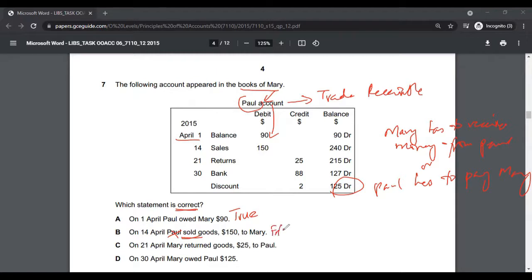So this is false. On 21st April, Mary returned goods. Mary cannot return goods. Paul can return goods because Mary is selling. So this is false. On 30th April, Paul owed $125 at the end of May. So the answer to multiple choice 7 is option A. On 1st April, Paul owed Mary $90.